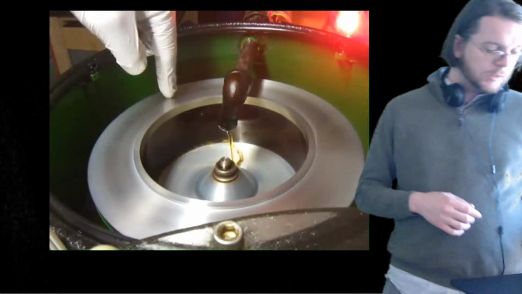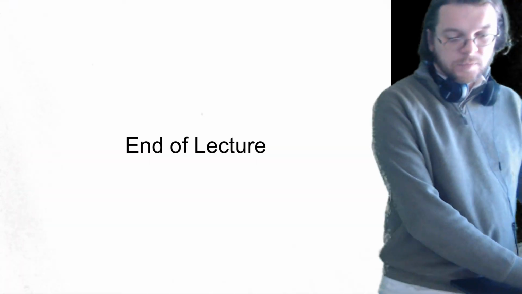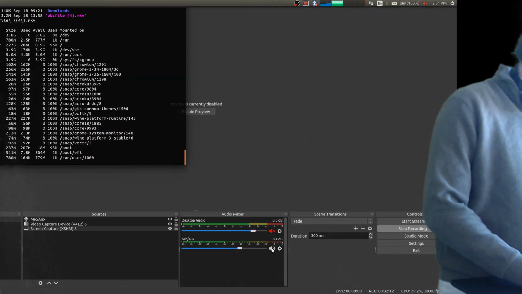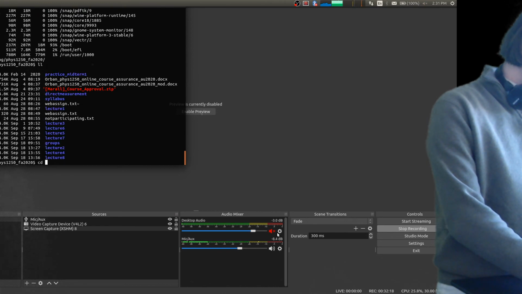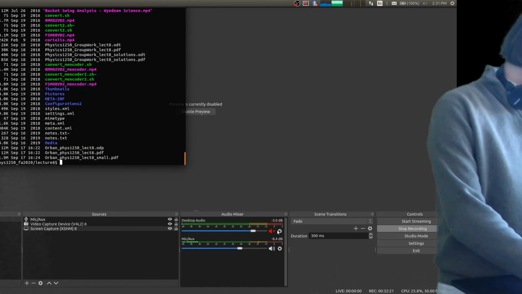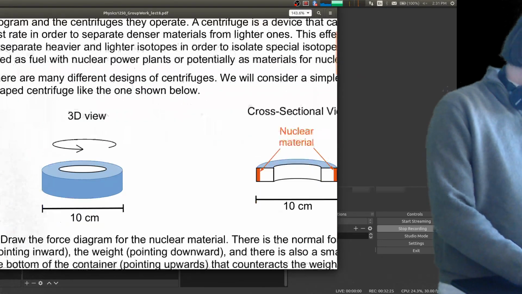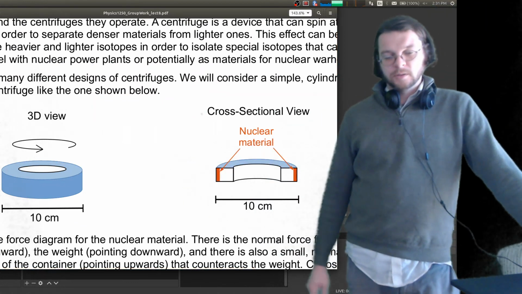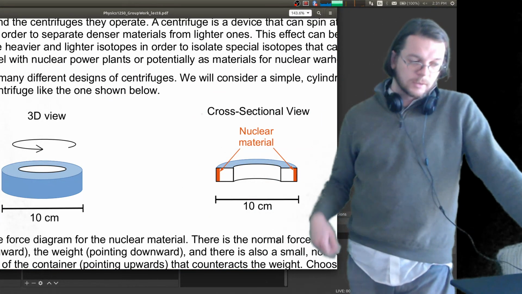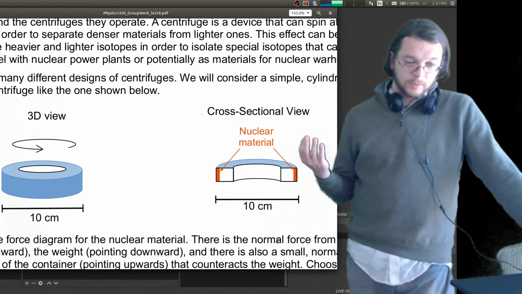Now for the worksheet, which I'll talk about, let me go ahead and bring that up here. The worksheet talks about making atomic bombs. If you're going to try to make an atomic bomb, you might want to use something very similar to this. The reason you're trying to do this is because there are certain isotopes.